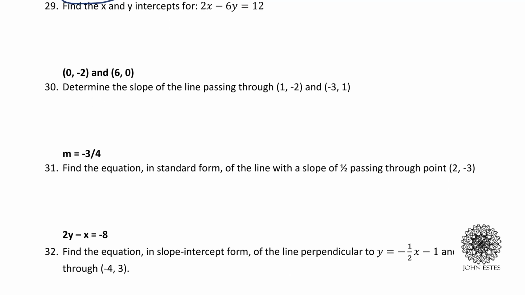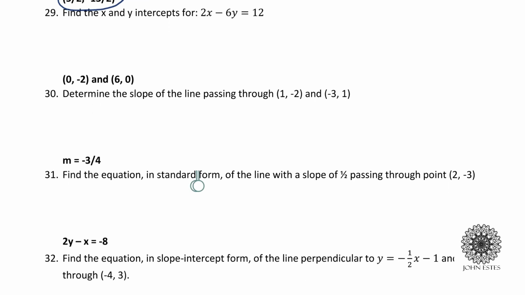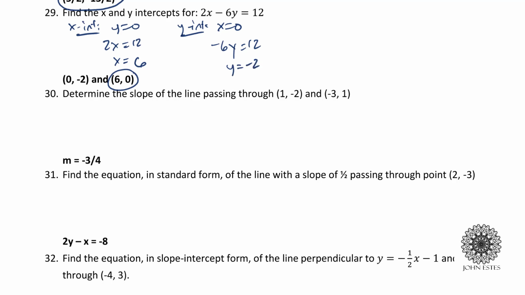Number 29, I want to find the x and y intercepts. Okay, so for the x-intercepts, what I need to do is let y equal 0. So if that's the case, then I have 2x equals 12, or x equals 6. So 6, 0 is the coordinate for my x-intercept. For my y-intercept, you do the opposite. You let x be 0, which if x is 0 here, then I end up with negative 6y equals 12, or y equals negative 2. So my coordinate then is 0 for x, negative 2 for y, which is exactly what I got there. So there's my y-intercept, and here's my x-intercept.